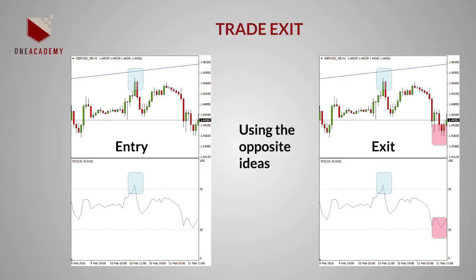Of course, it goes without saying that if you have a good idea of why you got into a trade, you can use the opposite of this idea to exit a trade. So we sold the cable, the British pound against the American dollar, because of the trend line and the RSI, the relative strength index, being at 70. When the market moves lower and the RSI gets towards 30, which is considered to be oversold, we can then exit the trade. You can see all these points of entry and exit marked with the light blue frames as well as the red ones for exit.